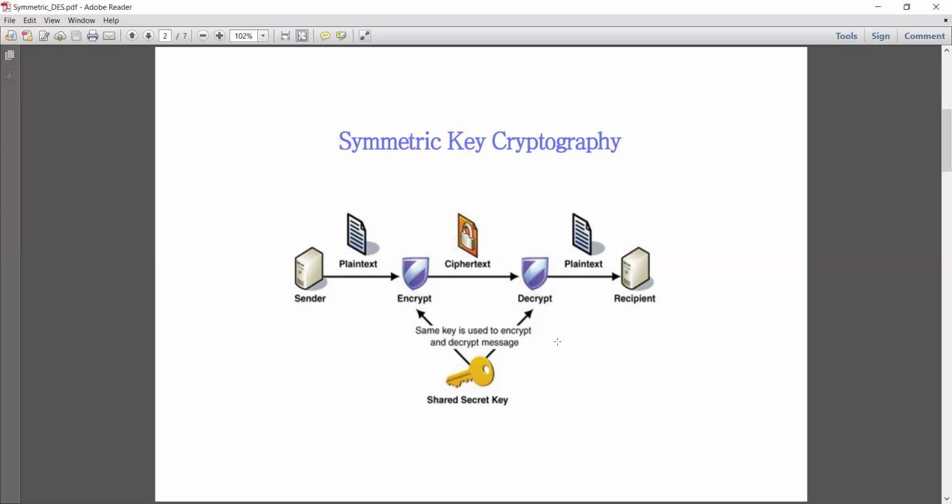That means the same key is used for encryption as well as for decryption. This key is called the secret key, and because this key is shared by both the sender and the recipient, it is termed the shared secret key. Look at this picture. Here, this yellow key is the shared secret key, and it is used for encryption to produce the ciphertext and also for decryption to produce the plain text from that ciphertext. So that's the picture.